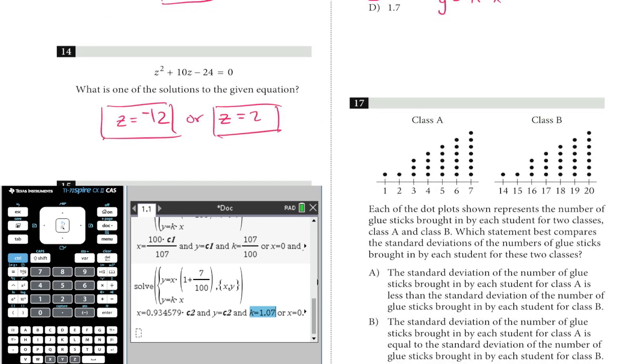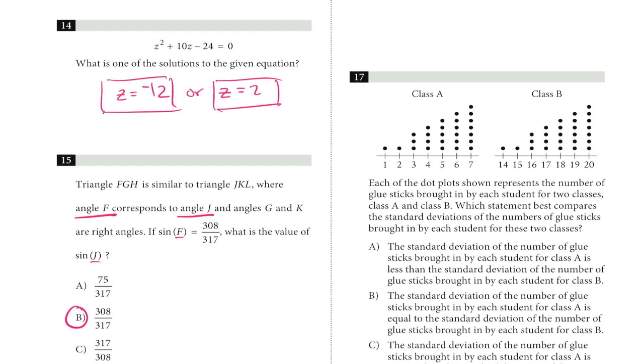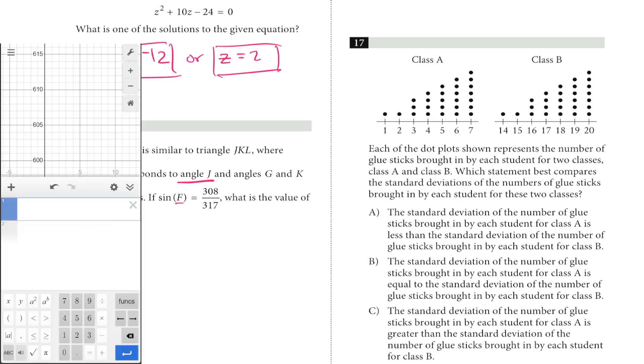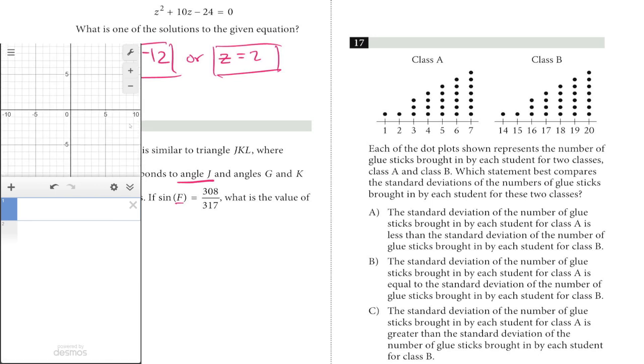All right, number 17. It says each of the dot plots shown represents the number of glue sticks brought in by each student for two classes, Class A and Class B. Which statement best compares the standard deviations of the numbers of glue sticks brought in by each student for these two classes? There are two really good ways to do this. One is in Desmos. You can do standard deviation in Desmos. The negative with this method is it does take longer.